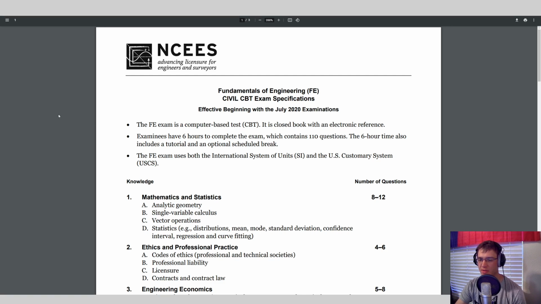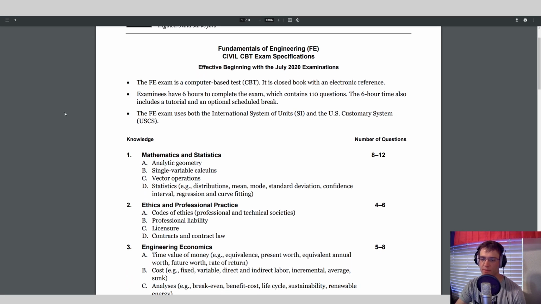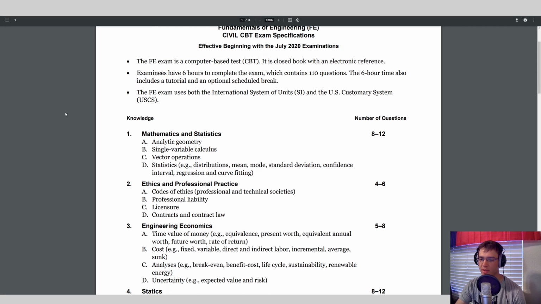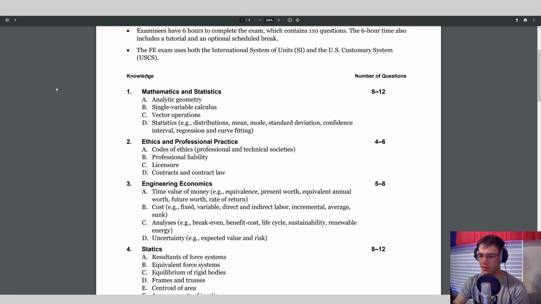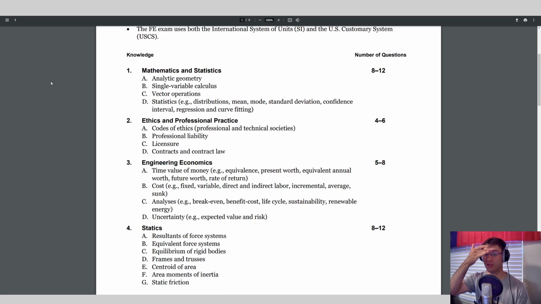Let's see, the Fundamentals of Engineering civil exam, effective July 2020. This will be completely computer-based testing. You will use both customary and metric units. Let's look at the breakdown of the problems. For mathematics, we have analytic geometry, single variable calculus, vector operations, and statistics with examples of distributions, mean, mode, standard deviation, confidence interval, regression, and curve fitting.